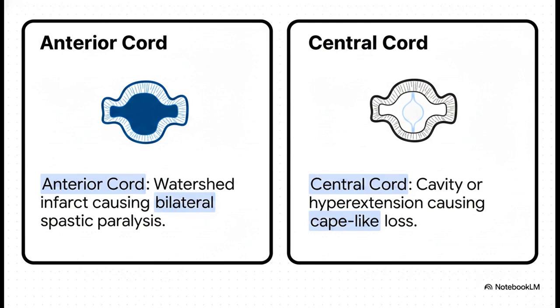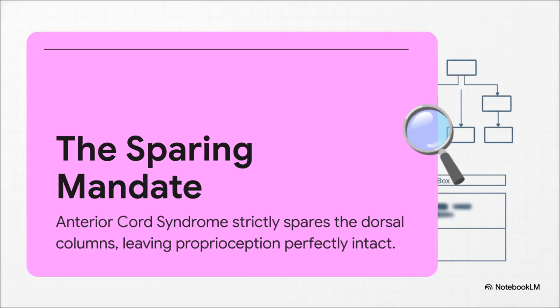Now, central cord ischemia, on the other hand, often follows forced hyperextension injuries, especially in elderly patients, or it can come from a central commissure expansion, like a fluid-filled cavity. Now, you absolutely must memorize this rule. We call it the sparing mandate.